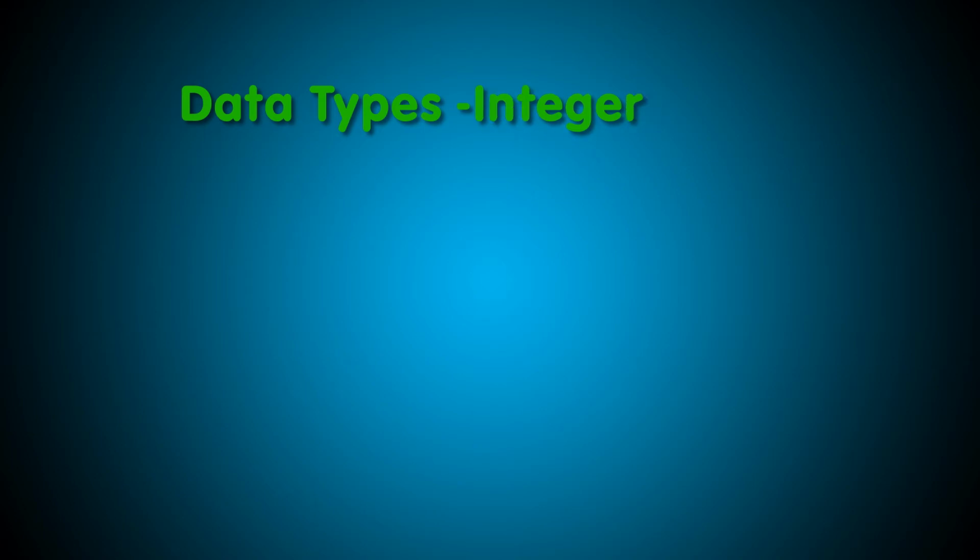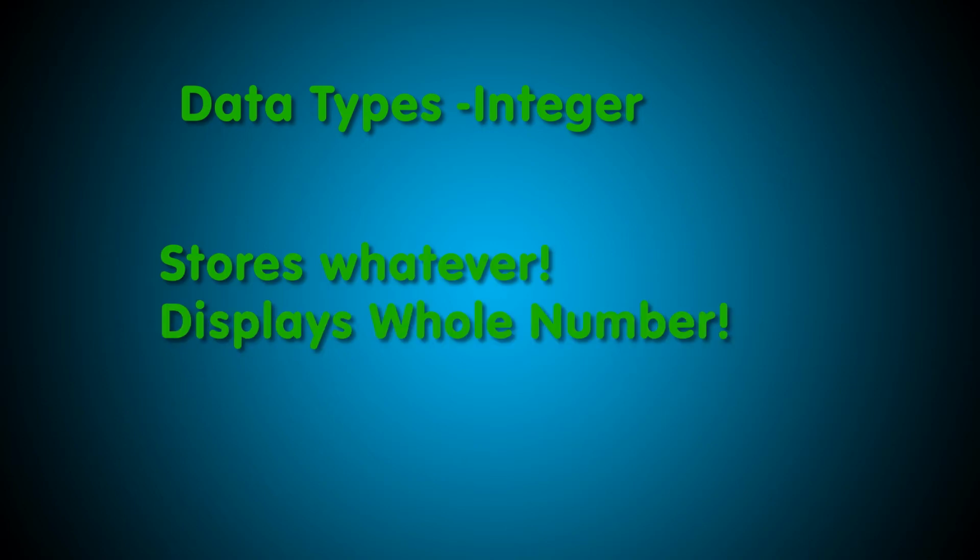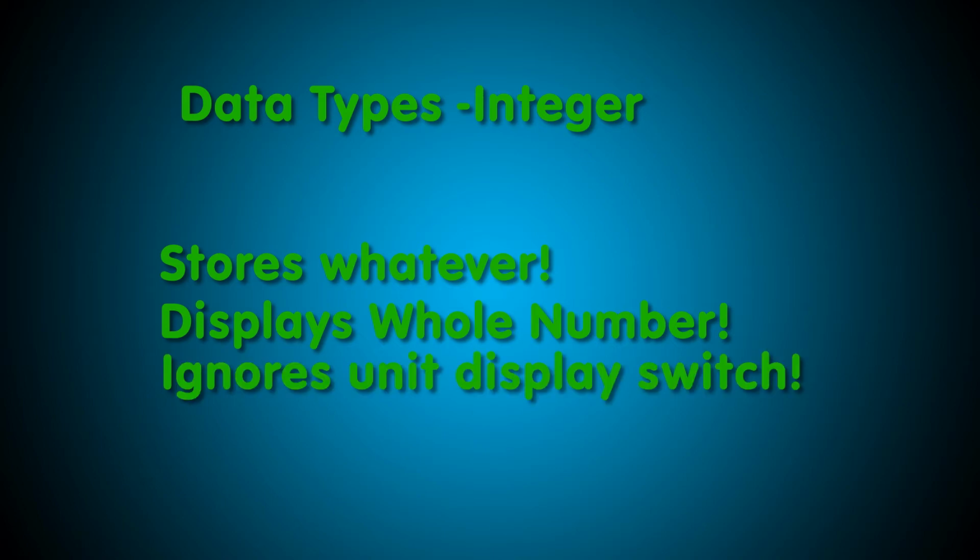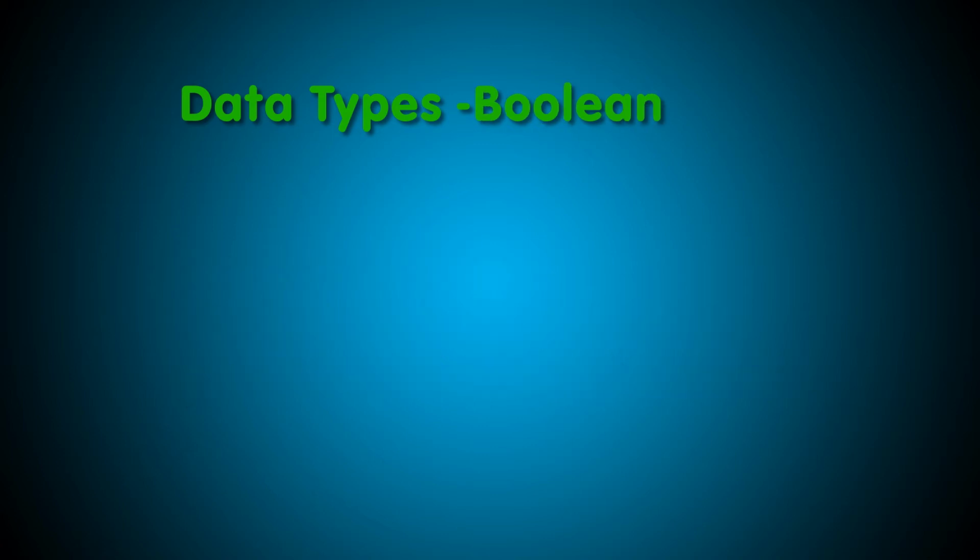Moving on, we get to the integer data type. This is a pretty simple one. The number it stores can be whatever you want it to be, but it will only display the whole number part of it. On top of that, it ignores any switches in display units. So if I set the value at 1 in inches, when I switch it over to millimeters, it's still 1, and vice versa. Moving along, we get to the Boolean data type. This is a simple one as well. You would specify this value as either 0 for false, or greater than 0 for true.